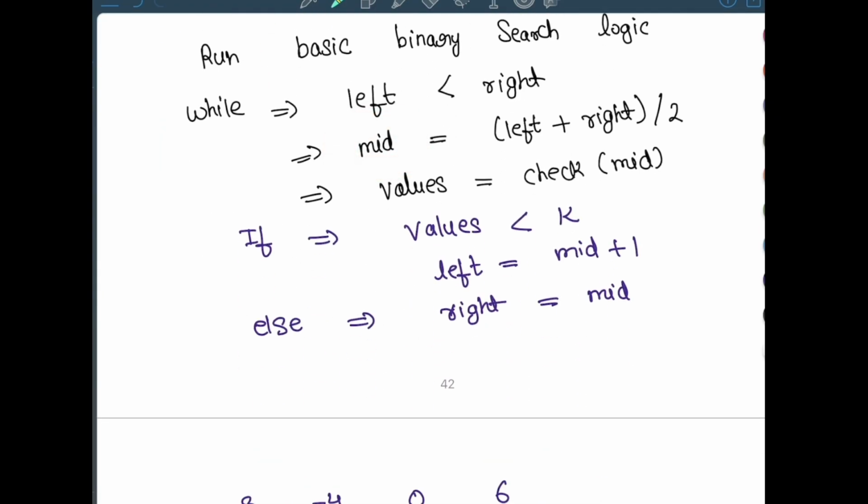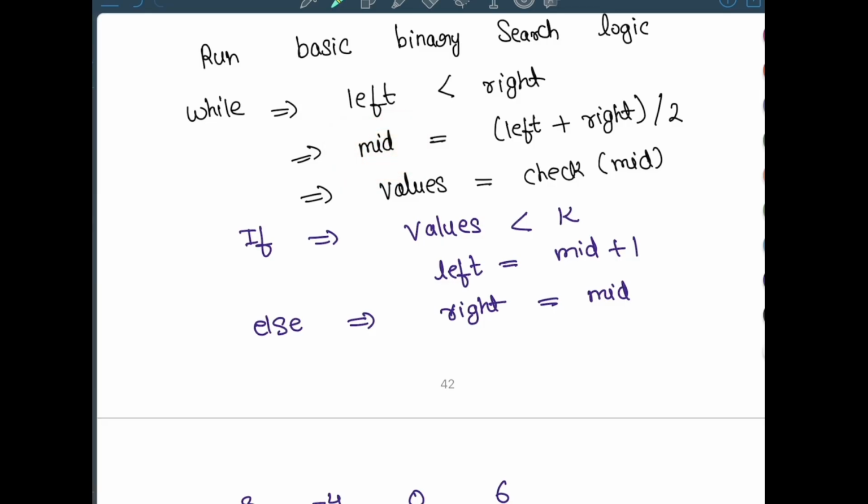So what I will do is I will say, okay, this is my mid value. Try to find out how many products there are using the check function. We will understand the check function later. But using the check function, tell me how many products I have which are less than or equal to the mid value. That's what I'm trying to check.